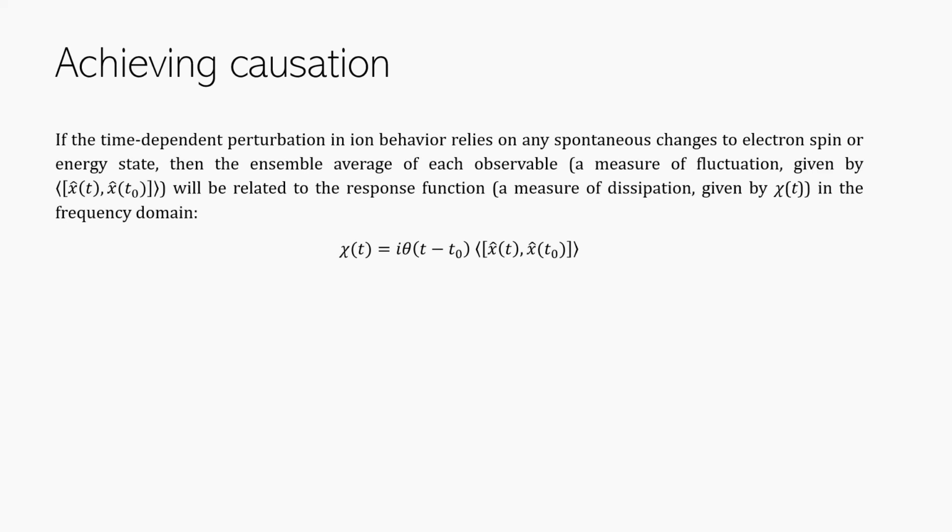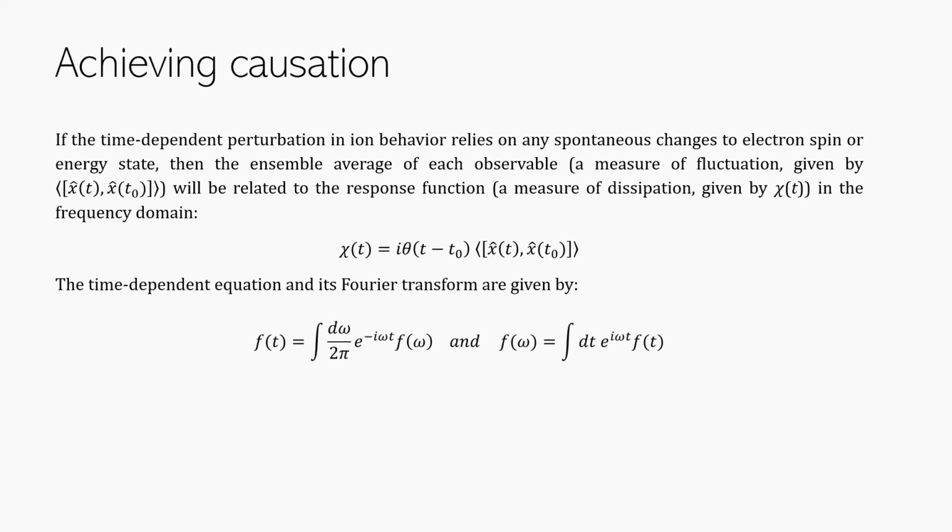If the time-dependent perturbation in ion behavior relies on any spontaneous changes to electron spin or energy state, then the ensemble average of each observable, which is a measure of fluctuation, will be related to the response function, a measure of dissipation, in the frequency domain. This relationship essentially models how the oscillatory behavior of quantum systems along a complex axis affects the thermal dynamics of the observable system. And here, theta is the Heaviside step function, and the response, chi of t, provides an expectation value for x of t, where x of t is a time-dependent observable subject to thermal fluctuation in a dynamical system. And so the time-dependent equation and its Fourier transform are given by these two equations.